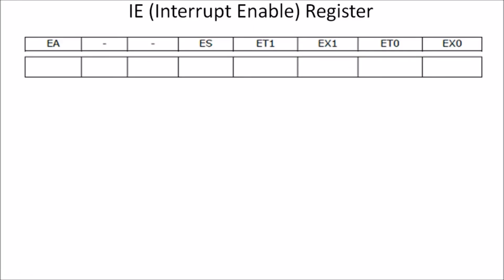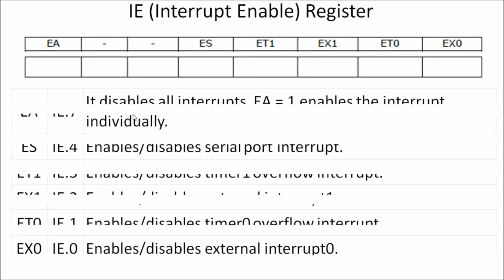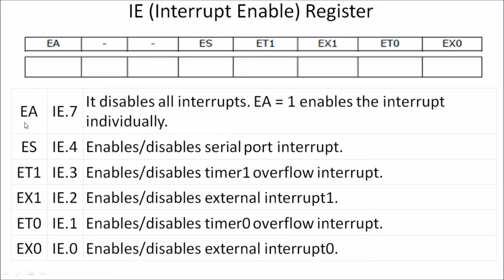Registers for interrupts. The first register is the interrupt enable register, that is the IE register. It is an 8-bit register. The MSB bit is the enable bit. This should be set to 1 for any interrupt if we want to use it in our program. So the EA bit should always be 1. It is used to enable or disable interrupts. To enable interrupts, this must be 1. The next two bits are reserved bits, so we can store 0 here.